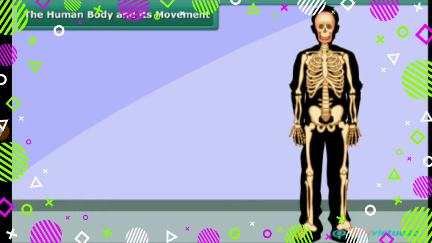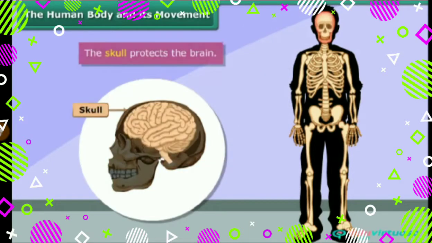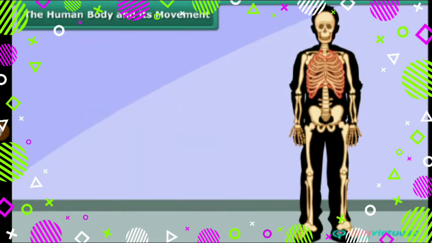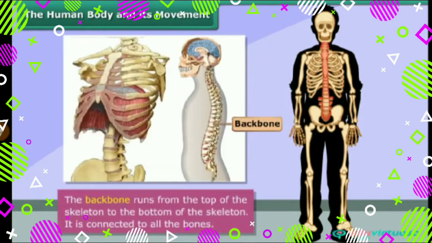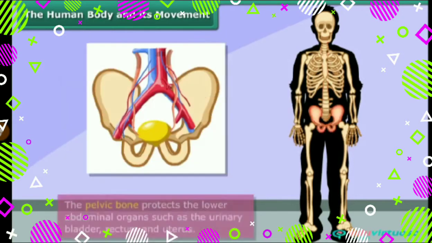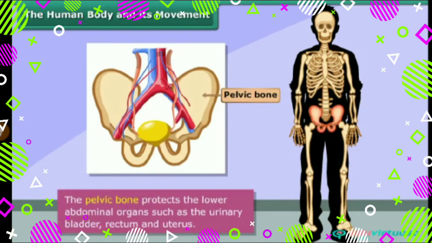Most of the bones protect our organs, like the skull protects the brain, while the rib cage protects the lungs, heart, stomach, abdomen and liver. The backbone runs from the top of the skeleton to the bottom of the skeleton. It is connected to all the bones. And the pelvic bone protects the lower abdominal organs such as the urinary bladder, rectum, and uterus.